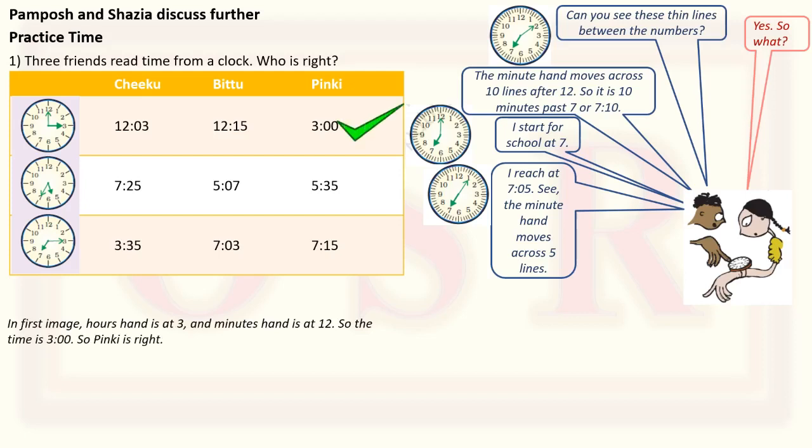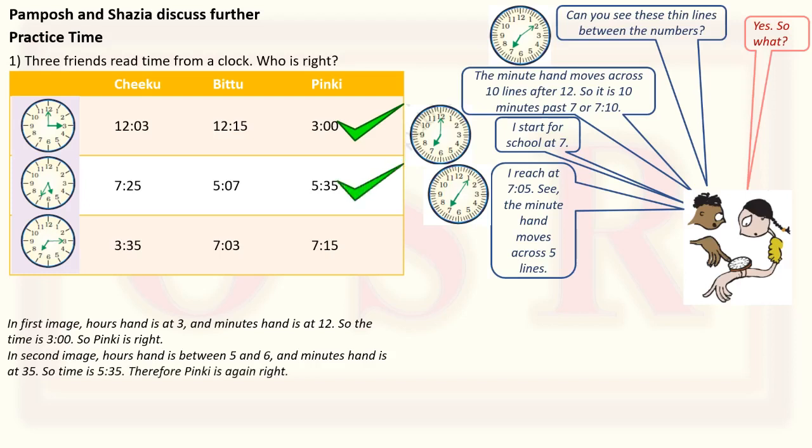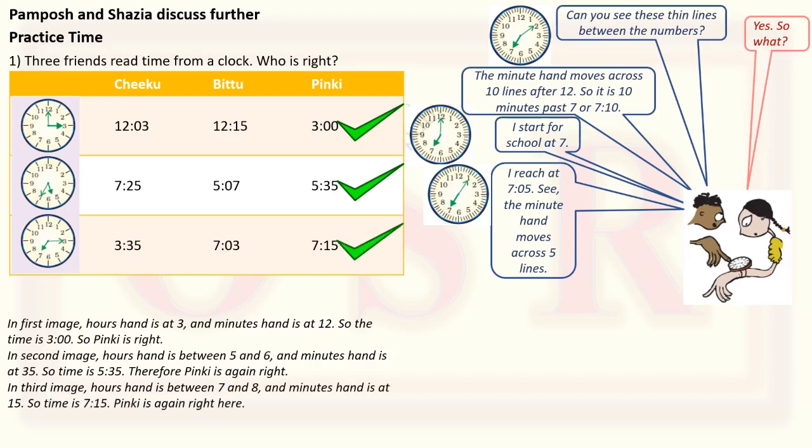So Pinky is right. In the second image, the hour hand is between 5 and 6 and the minute's hand is at 35. So the time is 5:35. Therefore Pinky is again right. In the third image, the hour hand is between 7 and 8 and the minute's hand is at 15. So the time is 7:15. Pinky is again right here. So Pinky reads all the 3 times right.